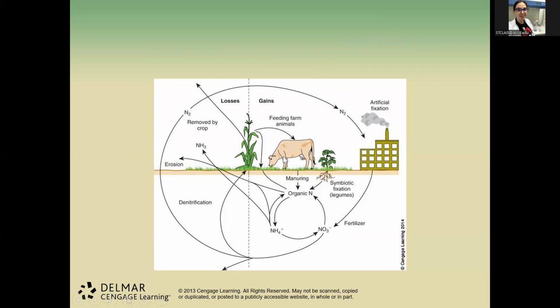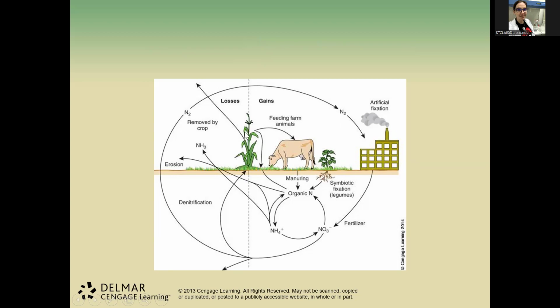The feeding from animals is also going to contribute to the gain, because the animals are going to contribute to the manure. And additions of fertilizer, for example, fertilizers that are produced by the artificial fixation of diatomic nitrogen from the atmosphere, those are going to be gained because fertilizer is being applied to the soil.